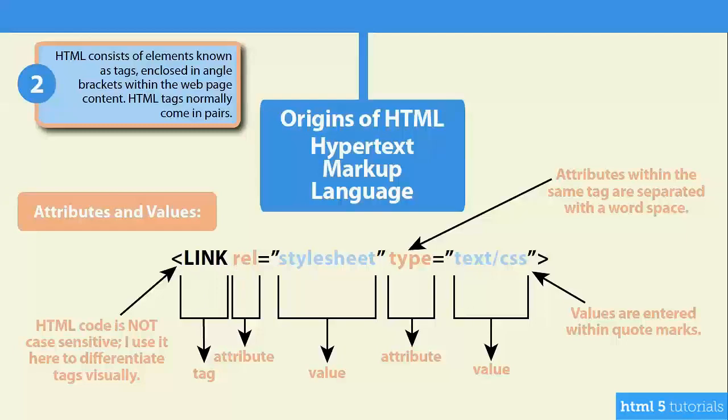Now, you're typically not going to be writing all your own code. You'll be using a program like Dreamweaver, but it is good to understand if you need to go in and look at the source code and get an understanding of what all these things mean. So in this particular example, I've got the link tag. I've added an attribute and a value, and here's another attribute and another value. You'll notice that the attributes within the same tag are separated with a word space, and the values are entered within quote marks.